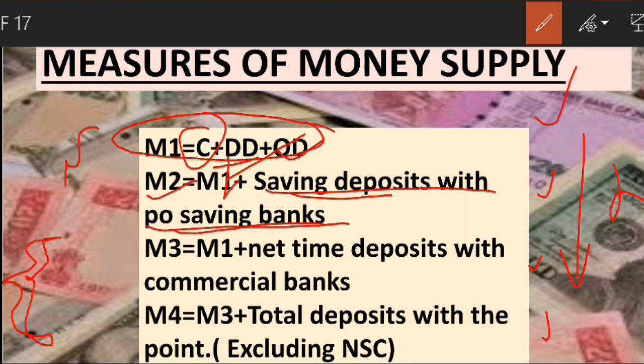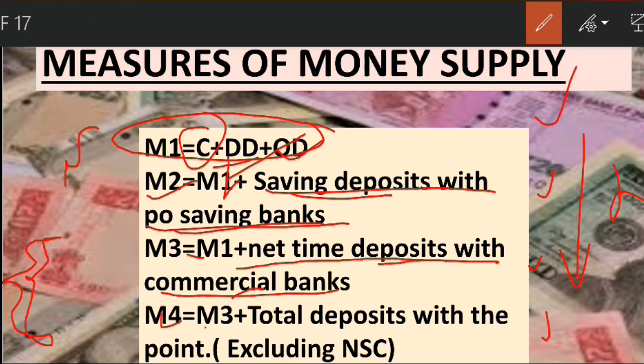Then M3 includes all the components of M1, plus the net time deposit with commercial banks. Now what are these net time deposits? These are fixed deposits. A fixed deposit matures after a particular period of time, and you cannot withdraw it before that time. So these are not that liquid, that's why these are in M3. It includes M1 plus all your fixed deposits with commercial banks.